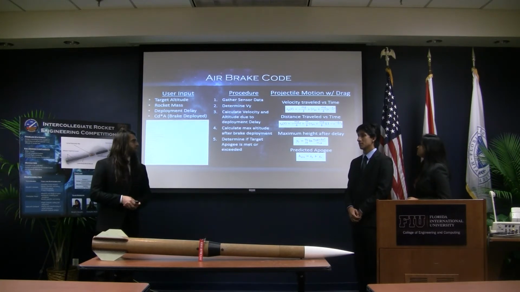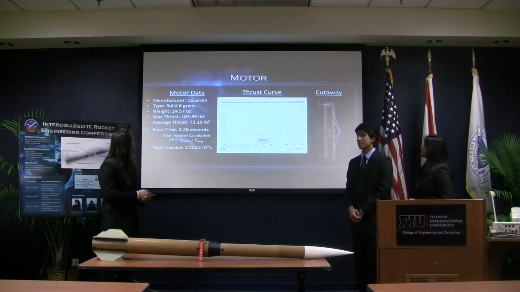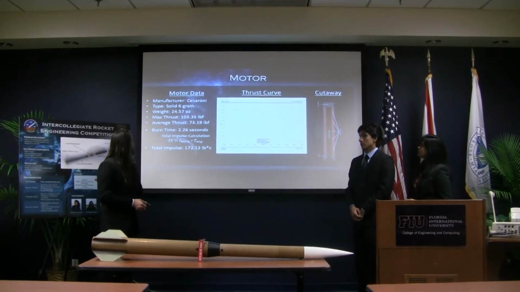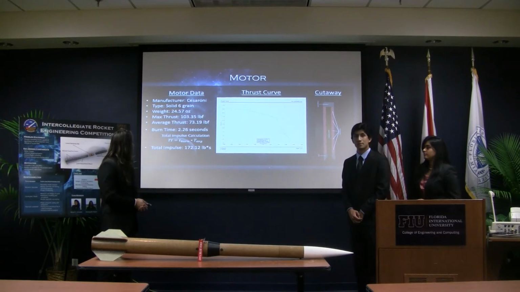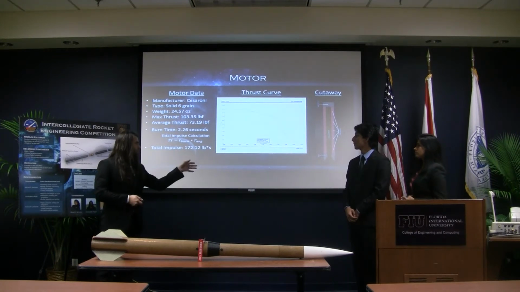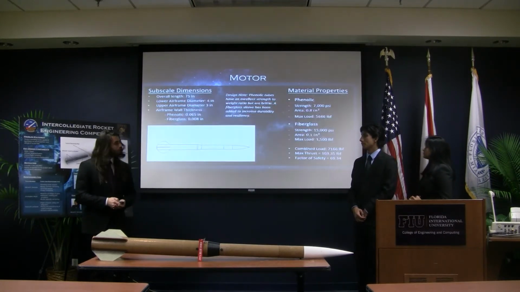The equations we're using in this program are projectile motion with drag, and the motor we're using is a Cesaroni J330, actually, with a max thrust of 103 pounds and a burn time of 2.26 seconds. This is the thrust curve and the cutaway view of what a solid motor looks like.